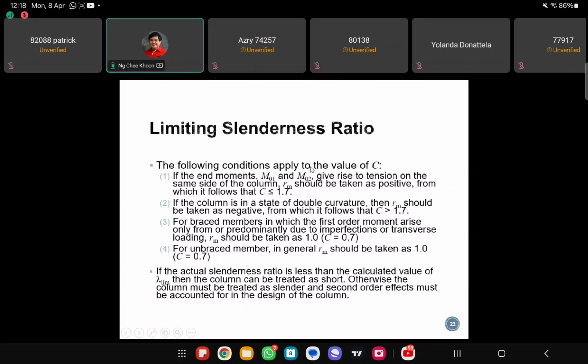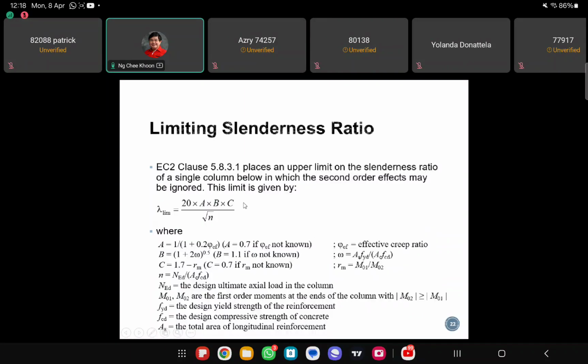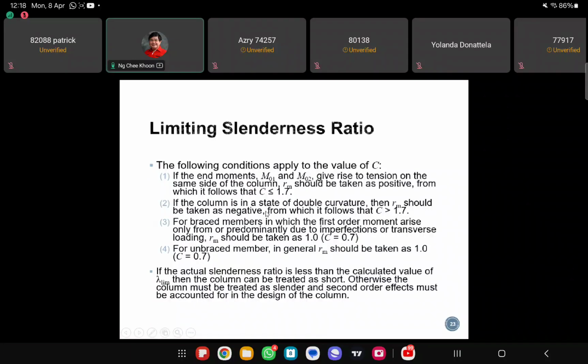Okay, so the following conditions apply to the value of C, especially this C factor, depending on the direction of the moment. If the moments M01 and M02 give rise to tension on the same side of the column, then rm should be taken as positive, from which it follows that factor C is smaller than 1.7. So what it means here is that M01 and M02 give rise to tension on the same side of the column.